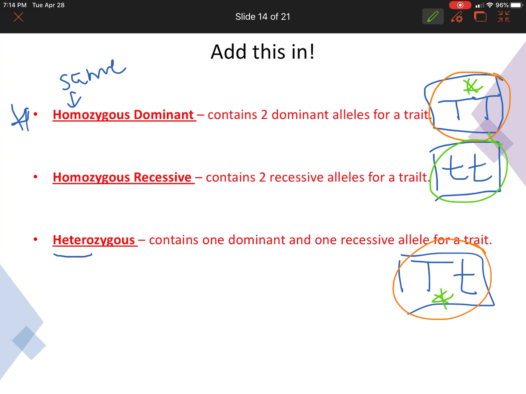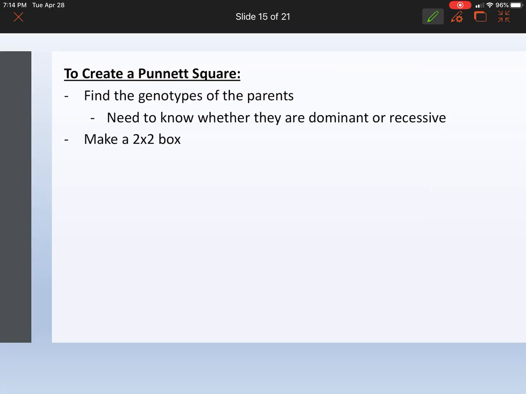Okay, so make sure you've got those three definitions down and are able to give examples. Now, creating a Punnett square. A Punnett square is just a device, or a strategy, that we use to predict the genetics of offspring. It's kind of a mathematical way of looking at it. To create a Punnett square, the first thing you need to do is find the genotypes of the parents. So you need to know whether they are dominant or recessive.